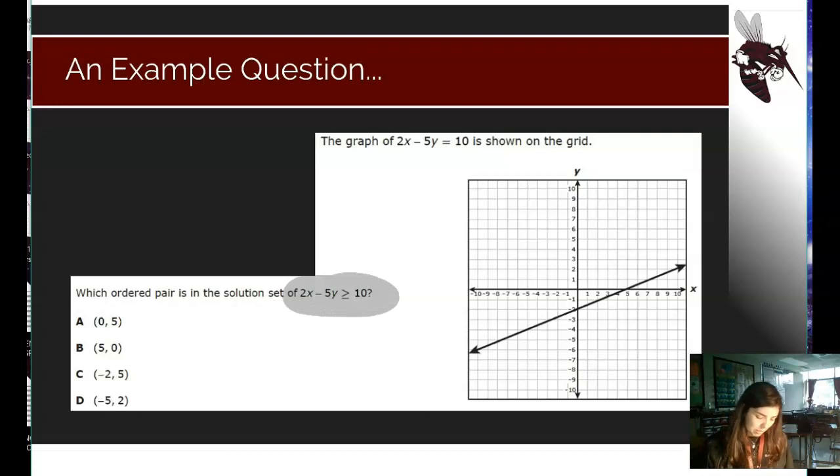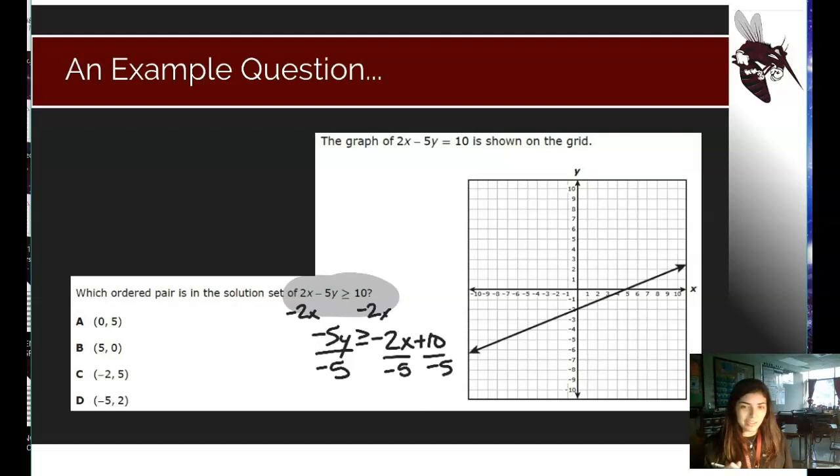Okay, so that means I'm going to move 2x to the other side. I have negative 5y greater than or equal to negative 2x plus 10. Notice that none of the steps are any different for this inequality until we get right here. I just divided by a negative number. Your spidey senses should be tingling because when we divide or multiply by a negative number, we have to flip-flop that inequality sign. This would become y less than or equal to 2/5 x minus 2.